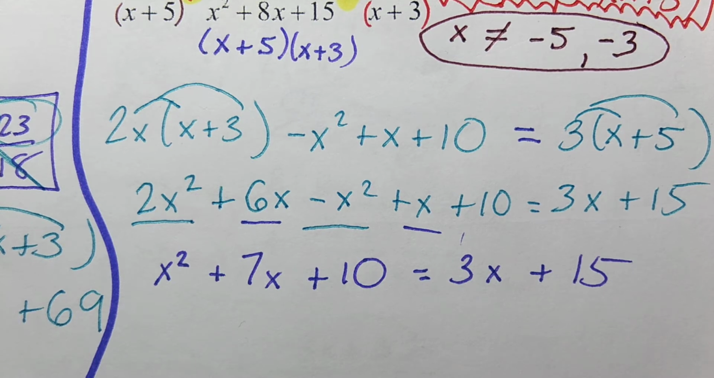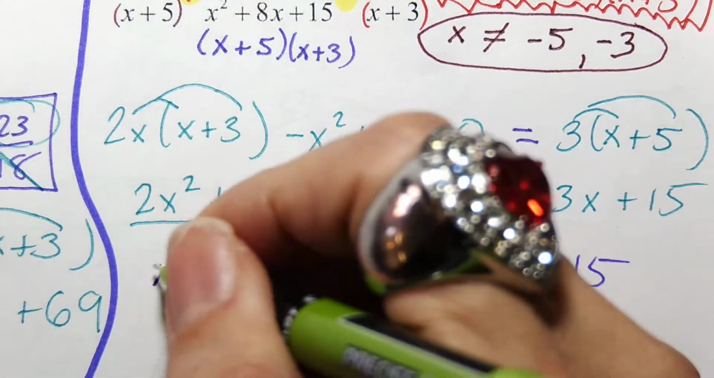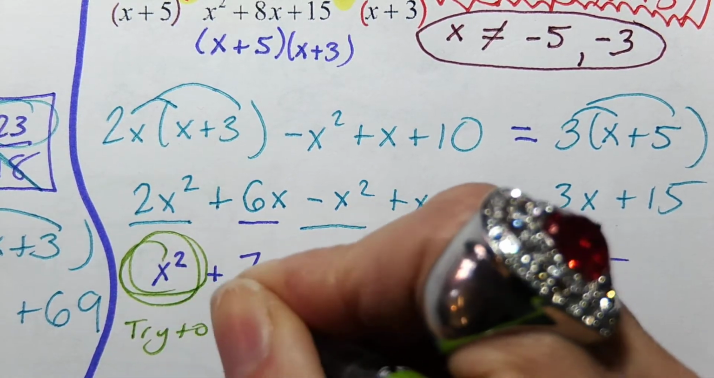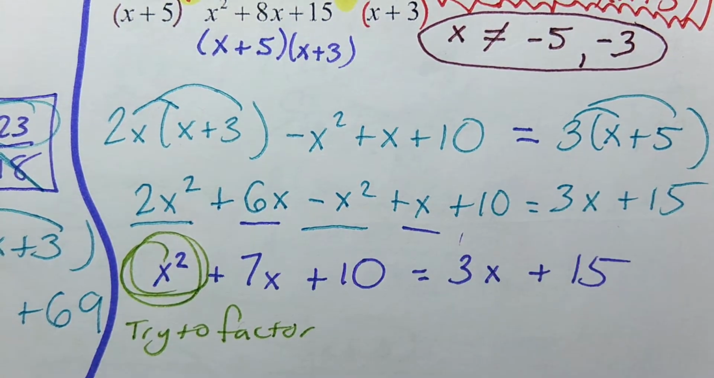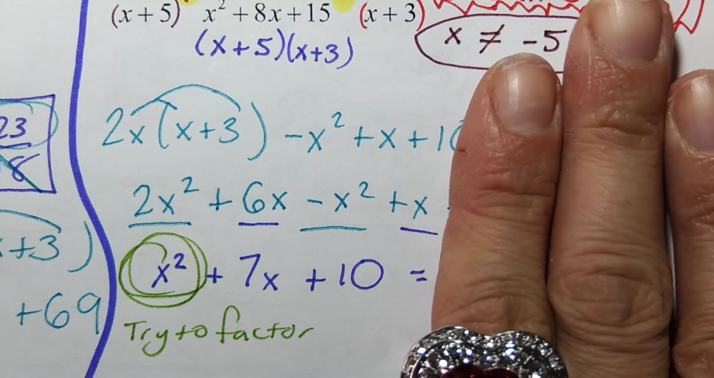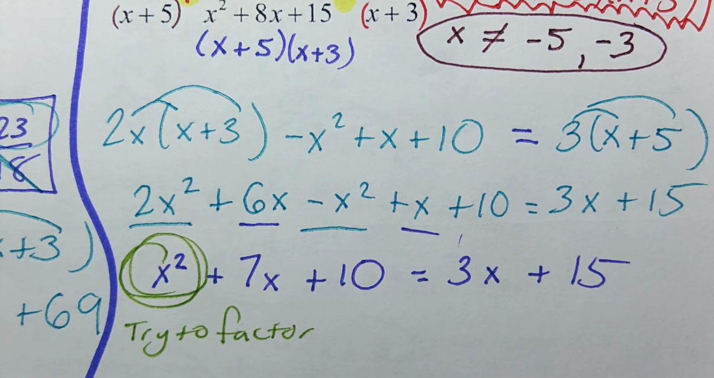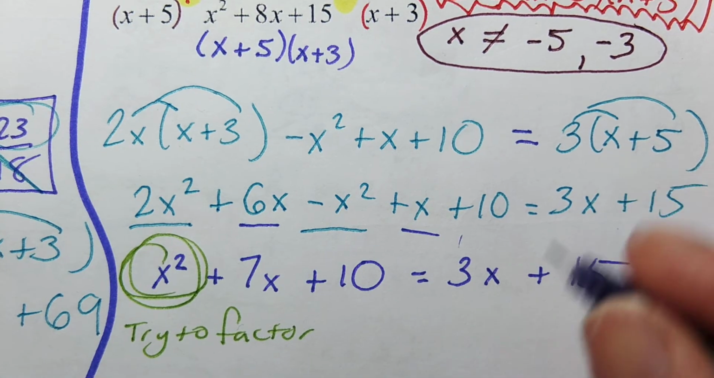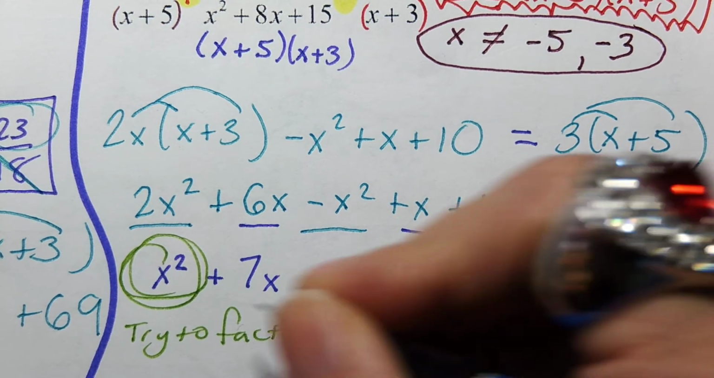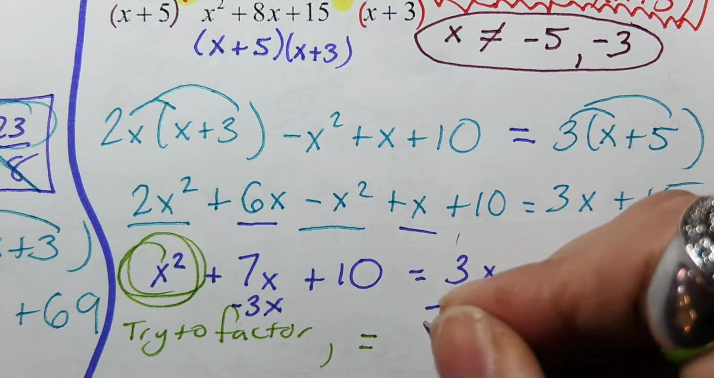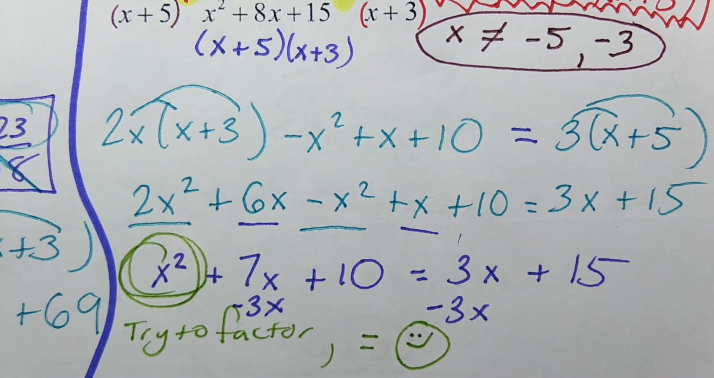So we are going to have to try to factor it. Try to factor right now? Yes. Yeah. No. Like this? No. No. Why not? Because. What should we do with the whole 3x and 15? Get them to the other side. Move them to the other side. So try to factor, and remember, it needs to be equal to 0 before you factor.